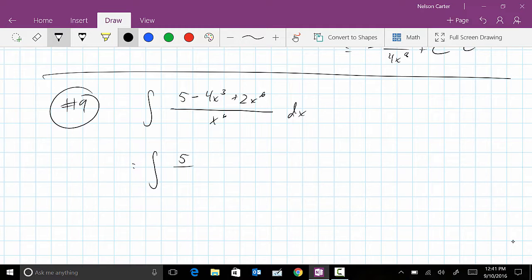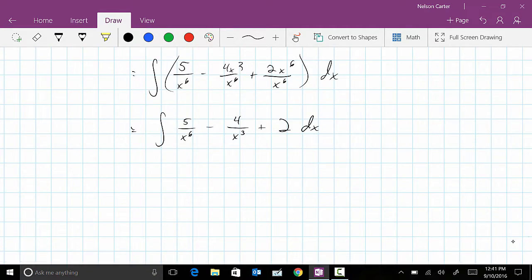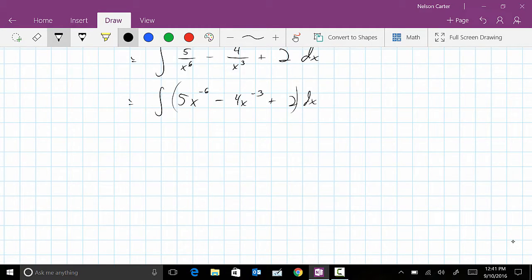So you get 5 over x to the power 6 minus 4x cubed over x to the power 6 plus 2x to the power 6 over x to the power 6 dx. And then when you simplify this, you're going to get the integral of 5 over x to the power 6 minus 4 over x cubed plus 2 dx. That's it. So the next thing I would do is rewrite this as 5 times x to the power negative 6 minus 4x to the power negative 3 plus just the 2. And then now I'm just going to integrate the whole thing.